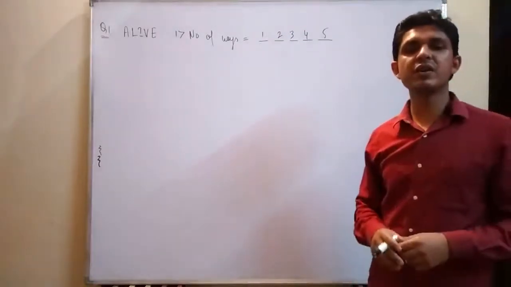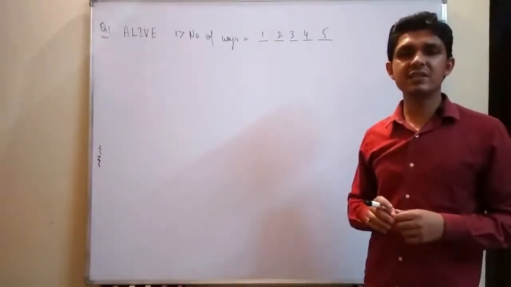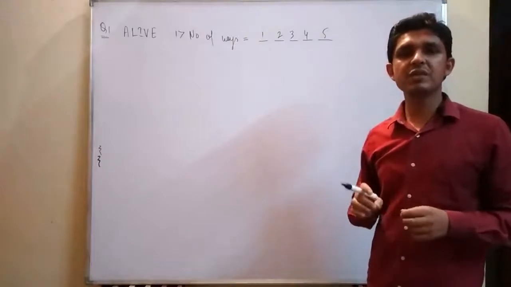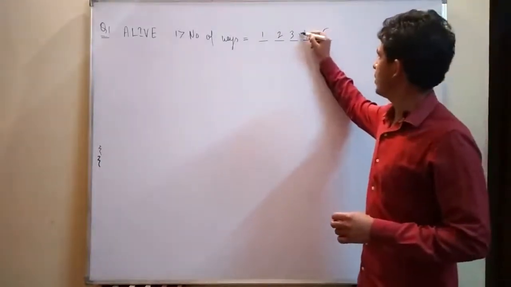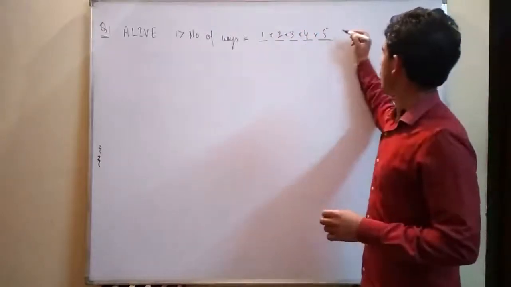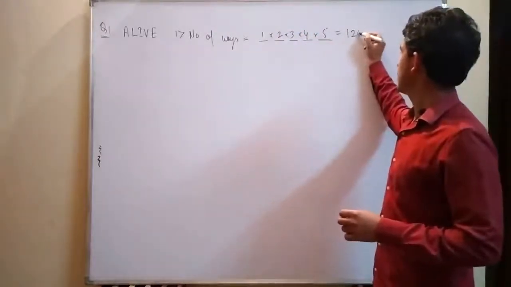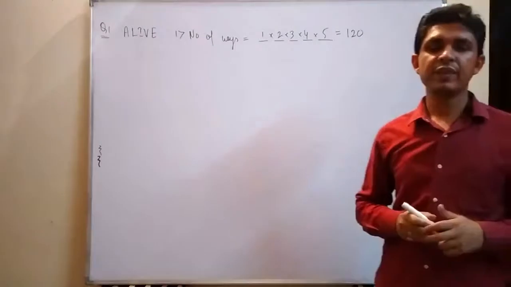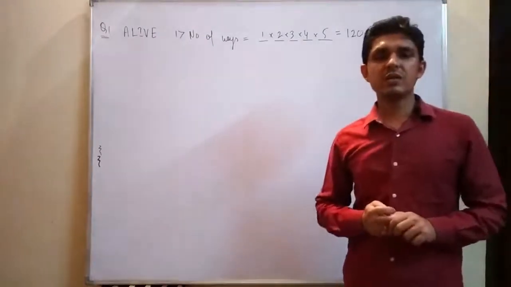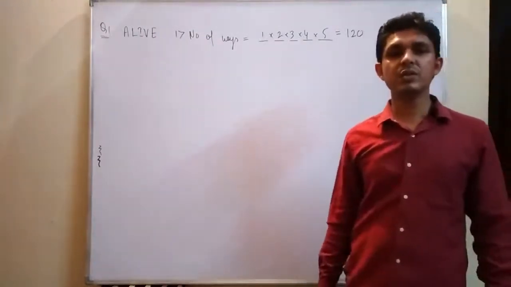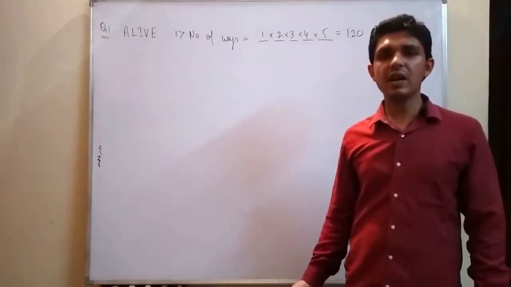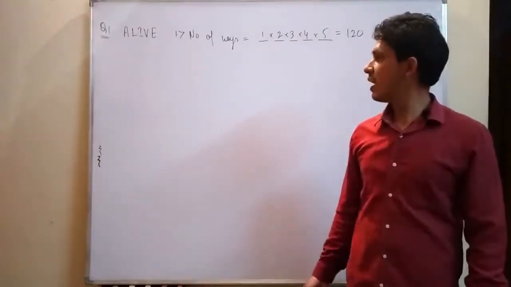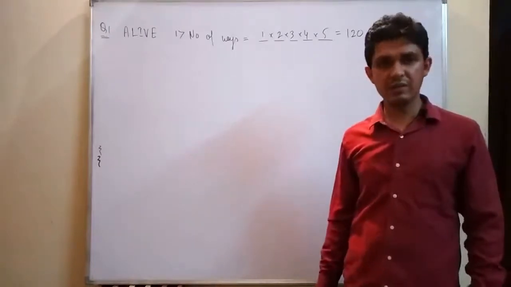And in permutation and combination, we just have to multiply the things. So ultimately what we are going to do here, we are going to just multiply all this, so the answer will be 120. So the question was, in how many ways I can write the letters of the word alive, or in how many ways I can arrange the letters of the word alive, right?